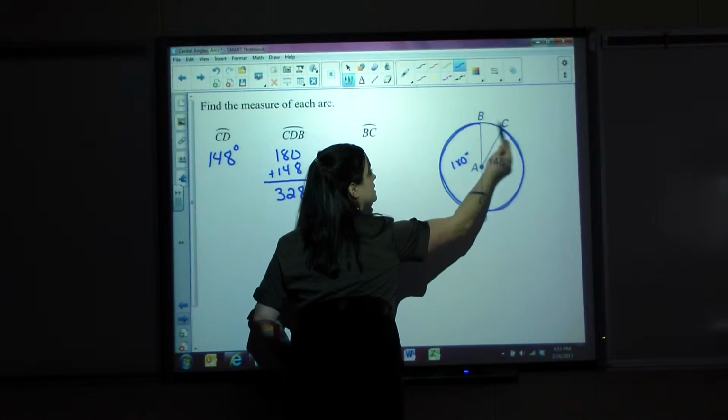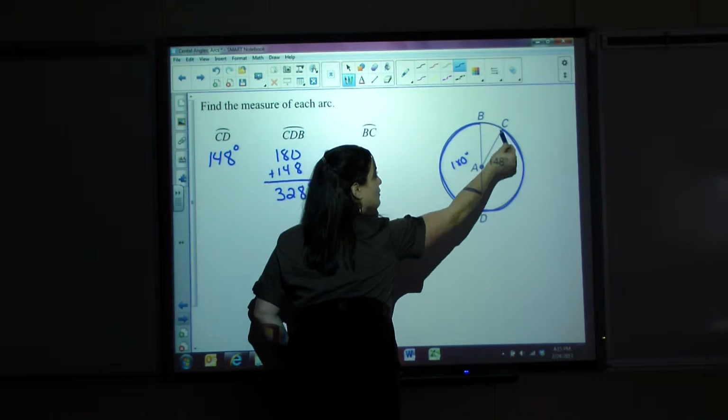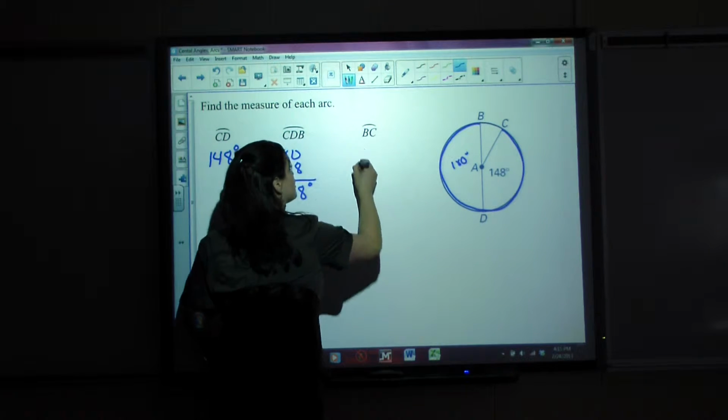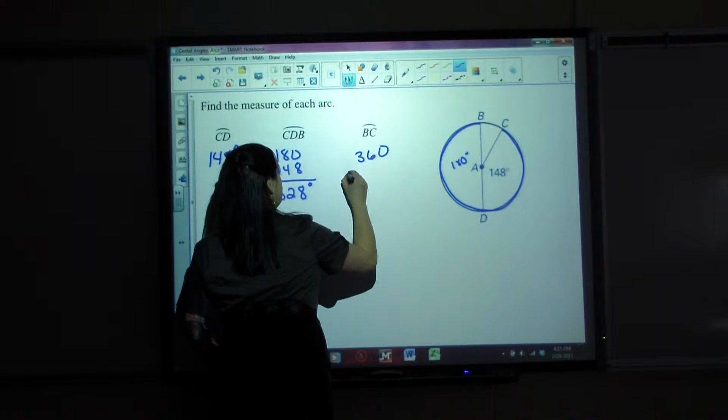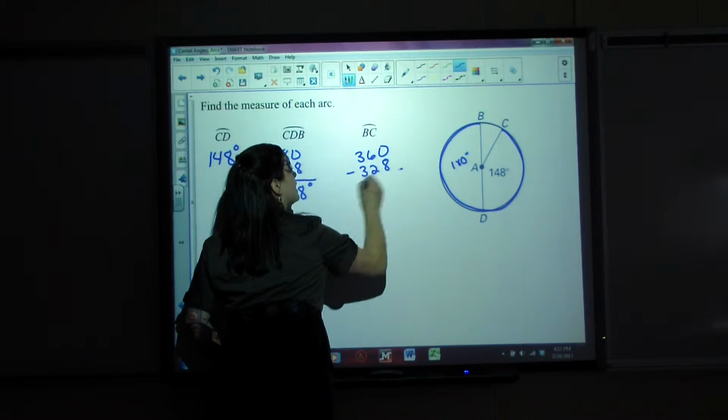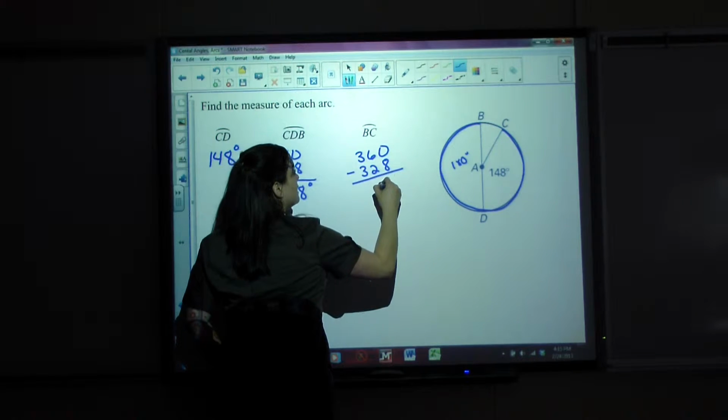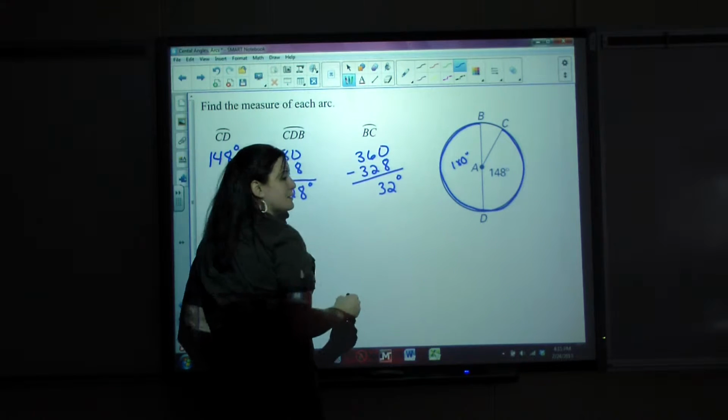Now, to find arc BC, we can actually use the idea of subtracting from 360, because the whole circle should be 360, and we know this is 328, so how much more do we have to go? Well, let's subtract. Let's take 360 and subtract 328, and what we're left with is 32 degrees.